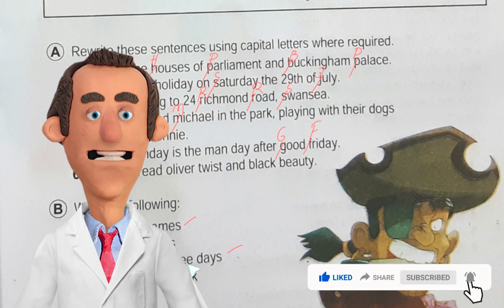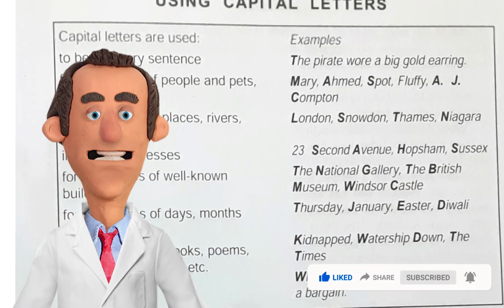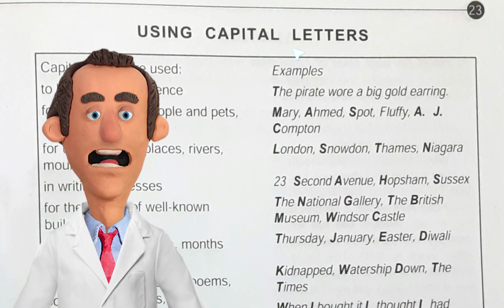So I think you have understood today's topic. Today we have done using capital letters from Junior English Book 3, on page number 23. Next day we will do page number 24, and there we will find a comprehension, that is Aladdin.